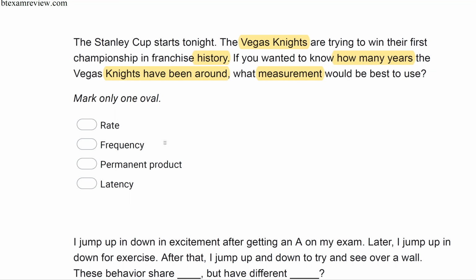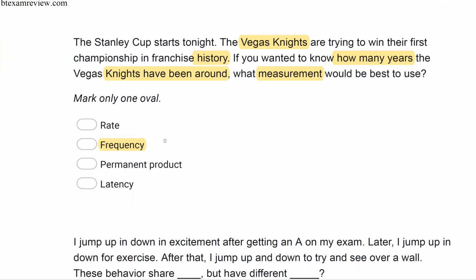You want to use the simplest measurement possible. That's going to give you the best result. And frequency is the simplest measurement that's going to give us the best result. And then D, latency. We're not measuring time in between SDs and responses here. There is no time. Pick the simple measurement that's going to give you the intended data, right? And the data we want is how many years have the Knights been around? Let's count it up. Let's take a frequency.